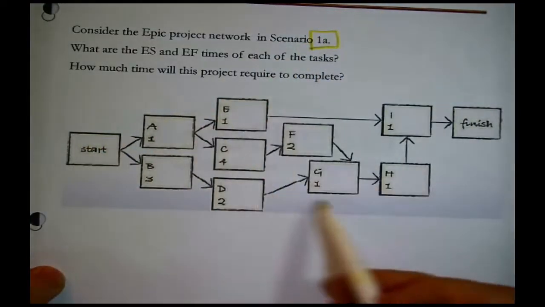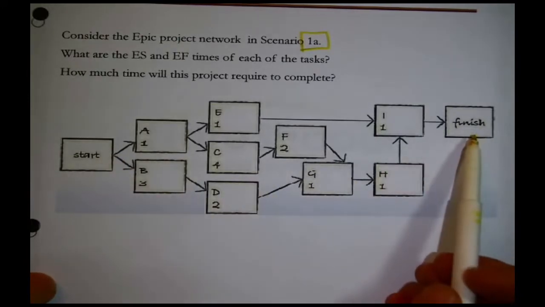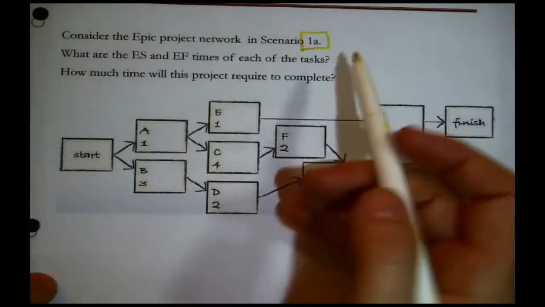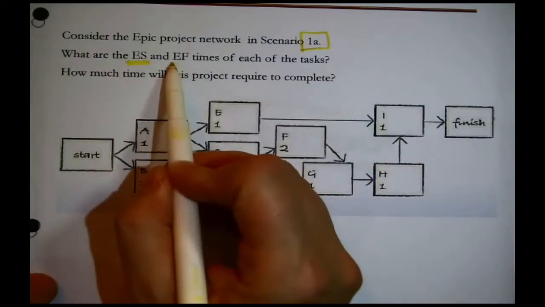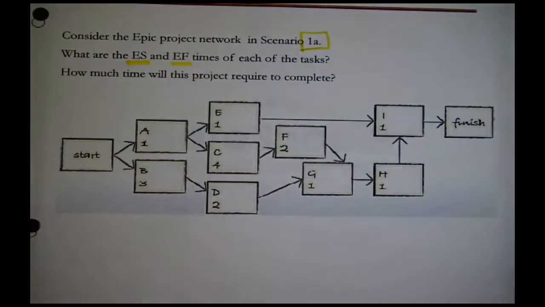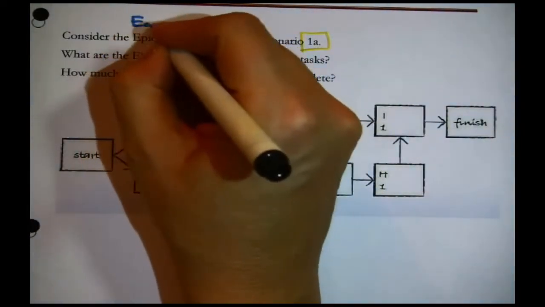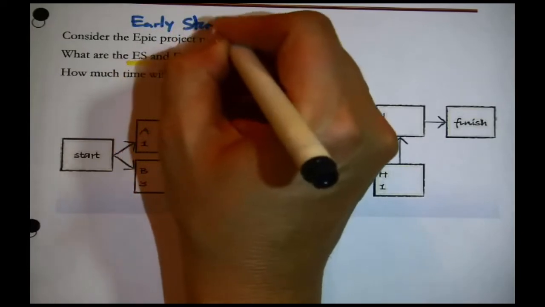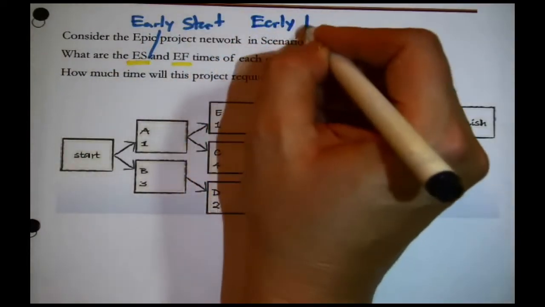Oh, right, we drew this earlier. It represents them building a stage for the San Diego Convention Center. Okay, fine. What do we want to do now? It says, what are the ES, early start, EF, early finish, times for each one of these tasks? Early start, that's that, early finish.